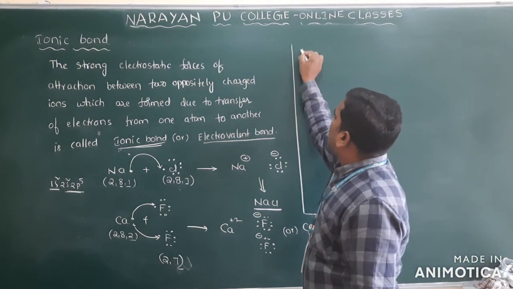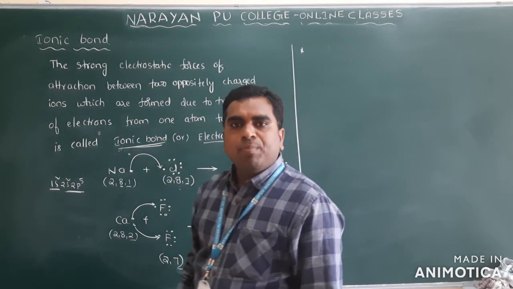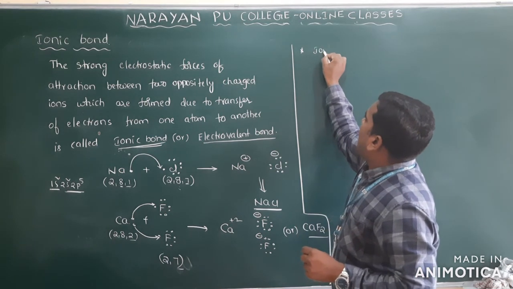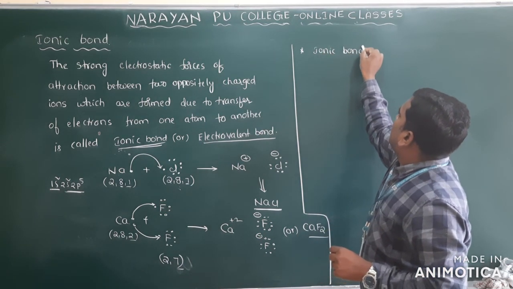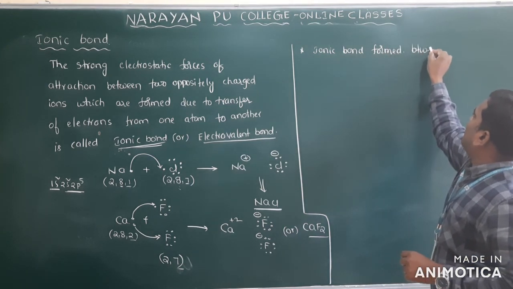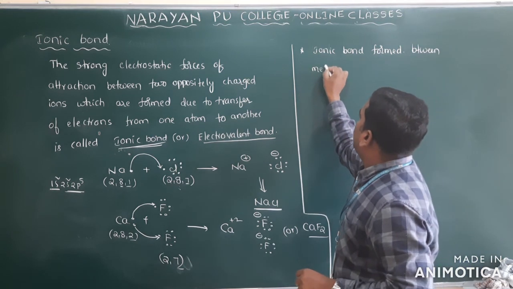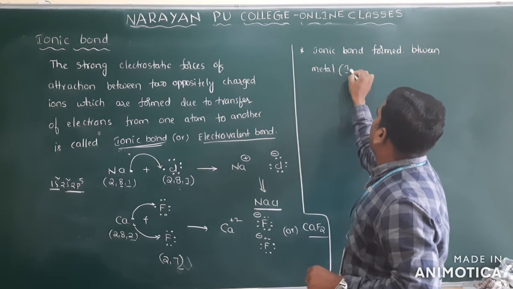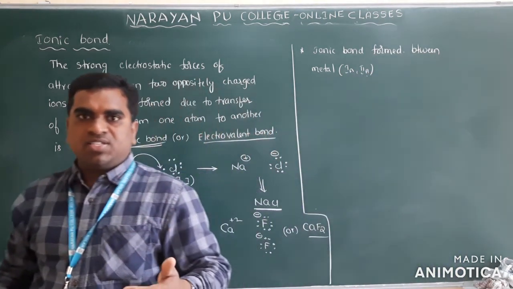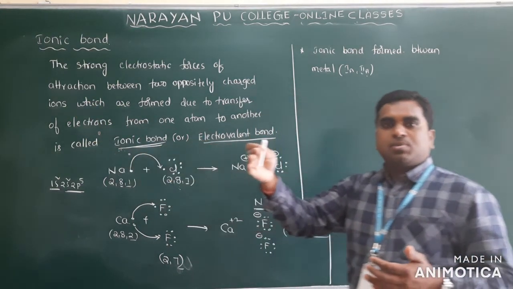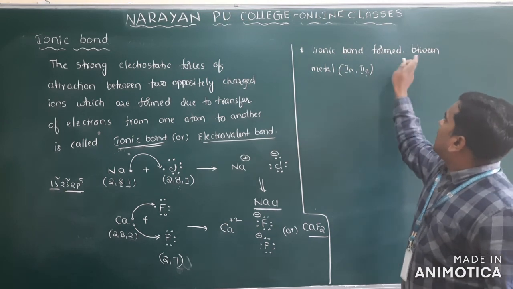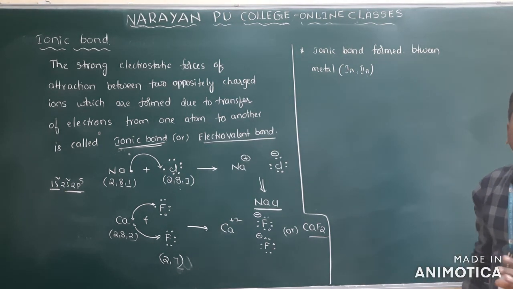Yeah? And one important point here: the ionic bond is formed between a metal and a non-metal. That is very important. Clear? So I will write here, ionic bond formed between metals, mainly metals meaning first A group and second A group metals. Clear? Lithium, sodium, potassium, rubidium, and cesium. Second group: beryllium, magnesium, calcium, strontium, barium. Clear? These first group and second group metals are mainly involved in the ionic bond.